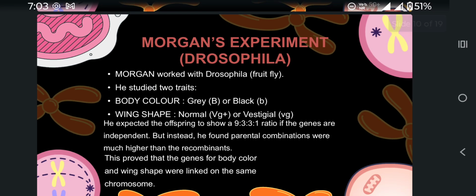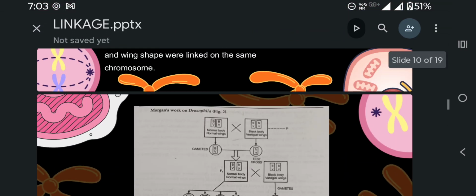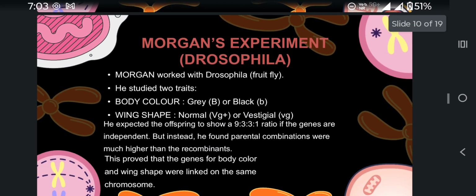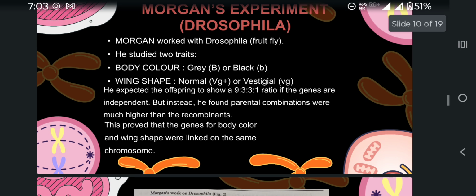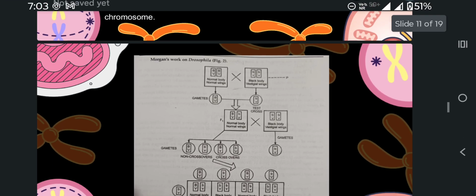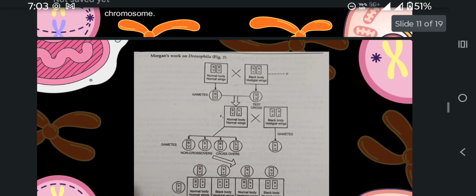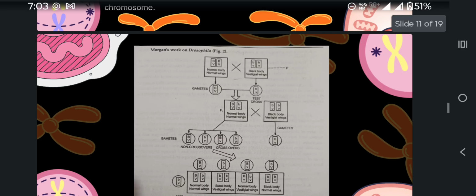So mainly the linkage is described in this slide. You can see Morgan's experiment on the Drosophila also. The example is given here: gray or black body, and wing shape, normal or vestigial. You can see through the diagram here, the normal body and normal wings crossed with the black body and vestigial wings. After combination in the F1, we are getting the normal body and normal wings.